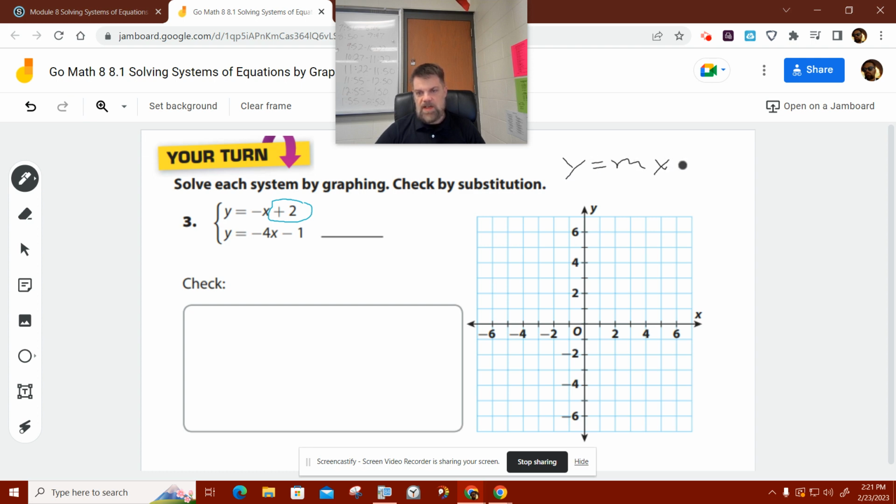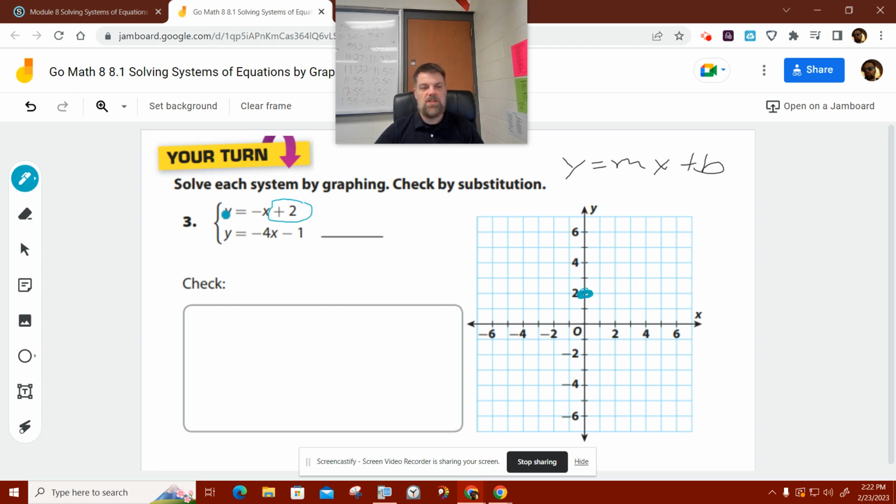So y equals mx plus b. What does the b thing mean? Y-intercept. Oh, man, he said that with confidence. Y-intercept. So that's the y-intercept. So what that means is I'm just going to go to the y-axis at positive 2 and plot a point.